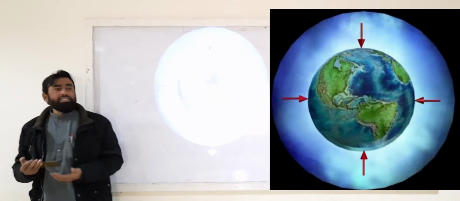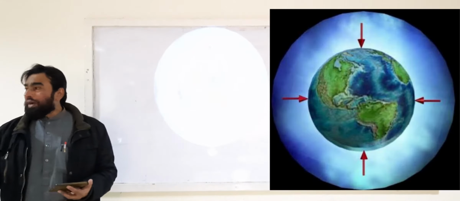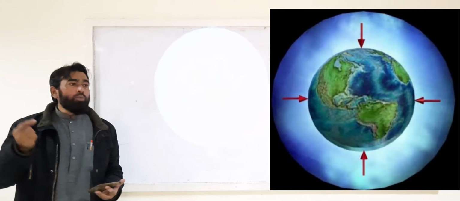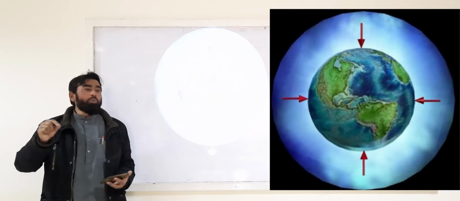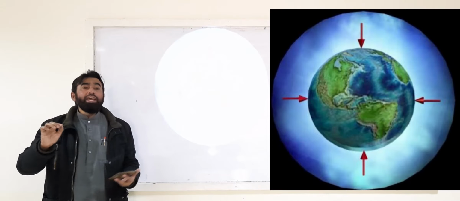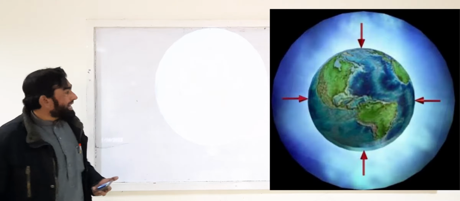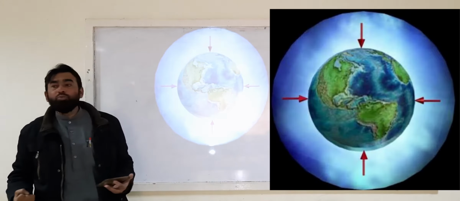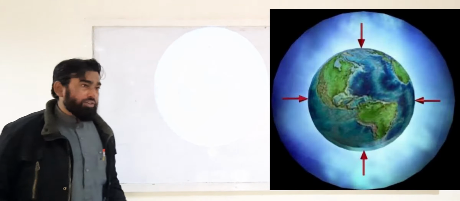You know that Earth has a huge mass. In the same way, the air particles also have mass. Whenever a body has mass, obviously it has weight also. So due to the weight of those particles, the force of attraction of Earth is attracting those particles towards itself, due to which that pressure is being generated. So that's why this pressure is called atmospheric pressure.